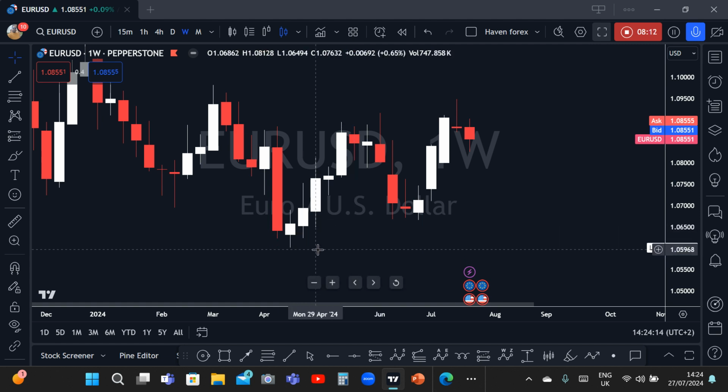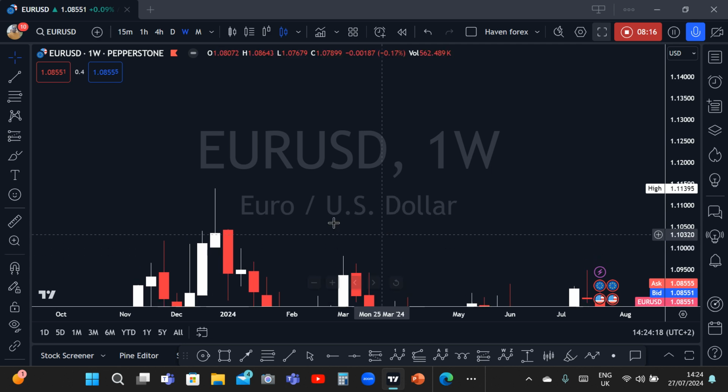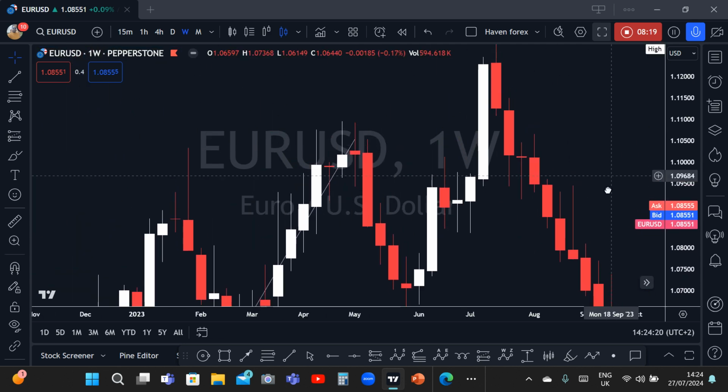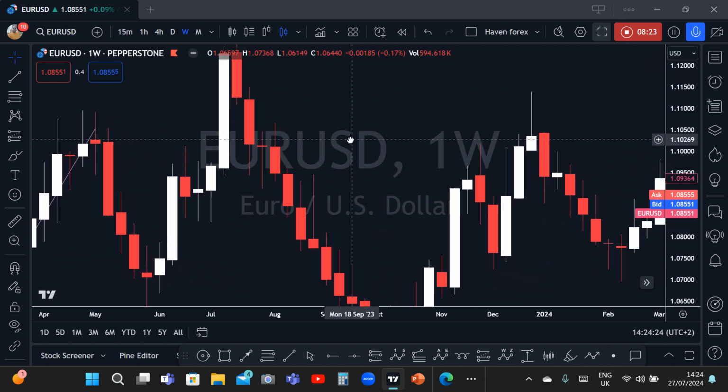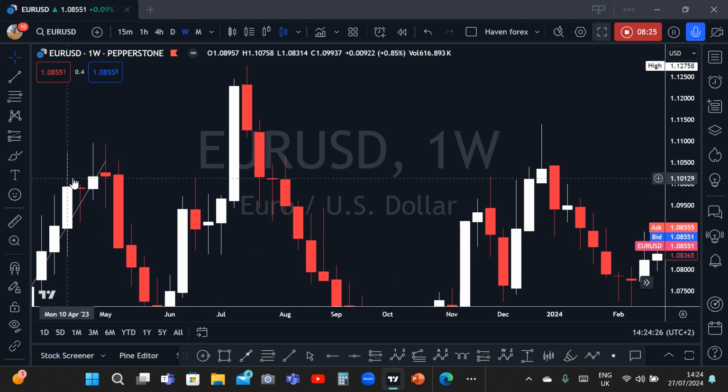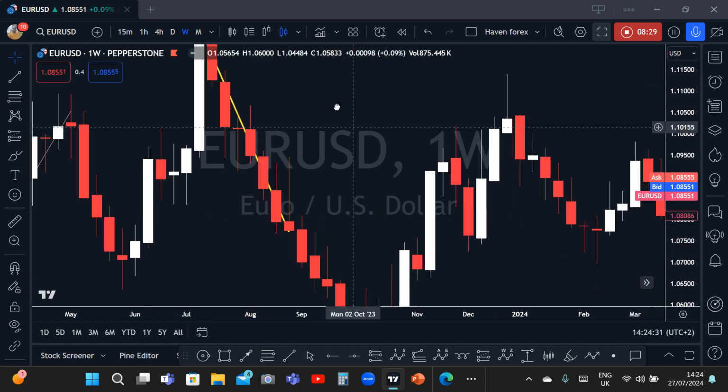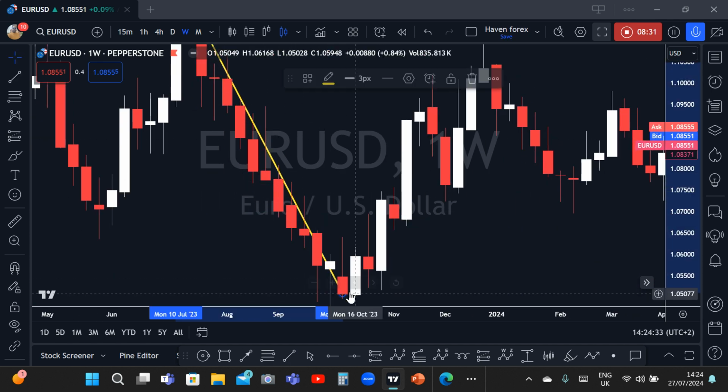Some few pips below the structure. That is how it is. Then for a bearish trend, like you can see, this is bearish, right? Bearish up to this point.